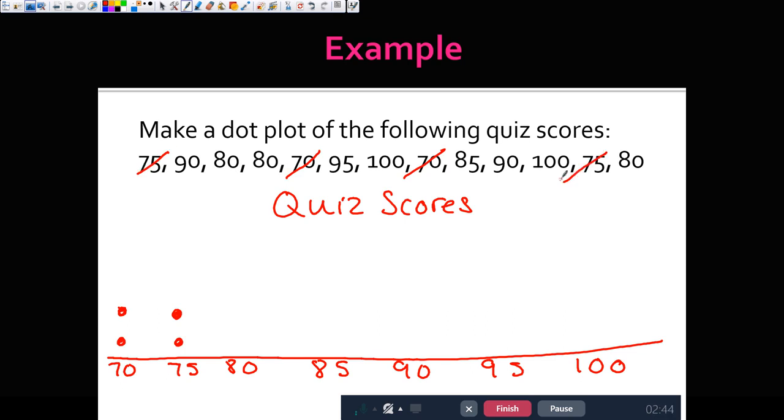I have 3 80s. I have 1 85, 2 90s, one 95, and 2 100s.